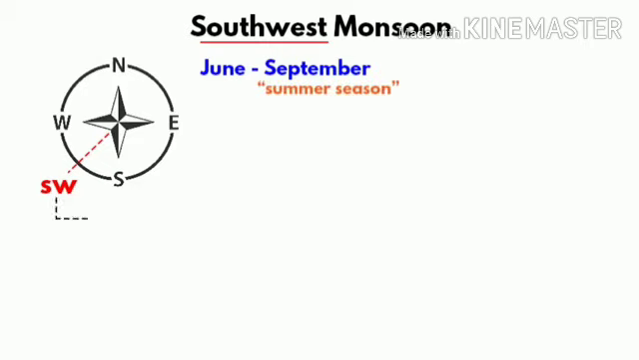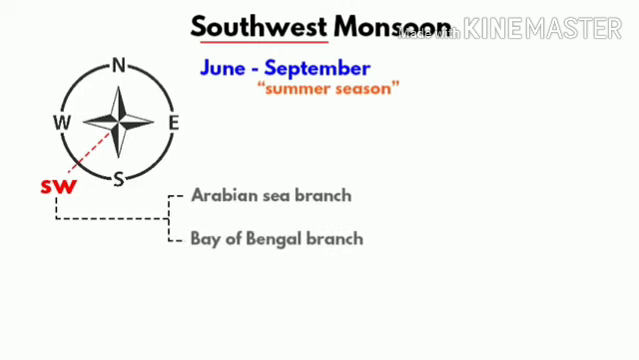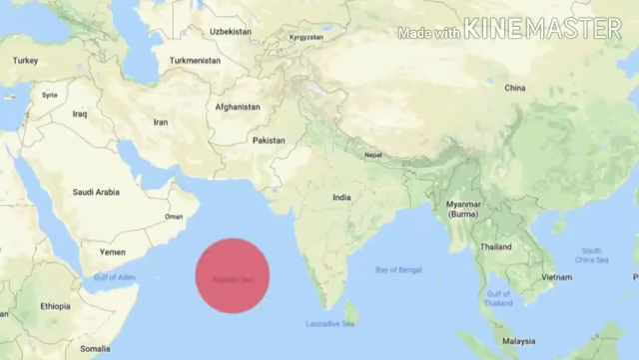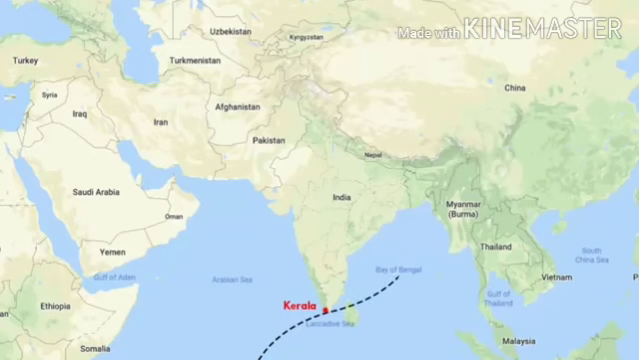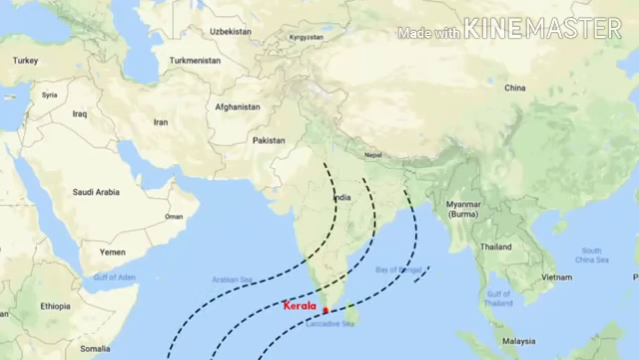Southwest monsoon arrives on the Indian landmass in two branches: A, through the Arabian Sea branch, and B, through the Bay of Bengal branch. The Arabian Sea side of the southwest monsoon first hits the Western Ghats of Kerala. Then the monsoon wind moves to the northern part of the country. The Bay of Bengal side of the monsoon flows over the Bay of Bengal region and heads towards the eastern Himalaya and gives rain to northeast India, Bangladesh and West Bengal.